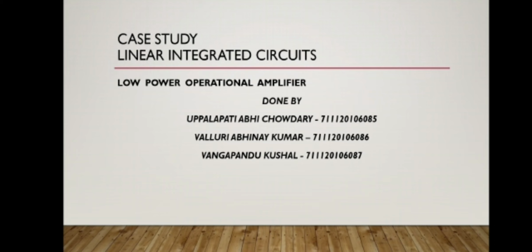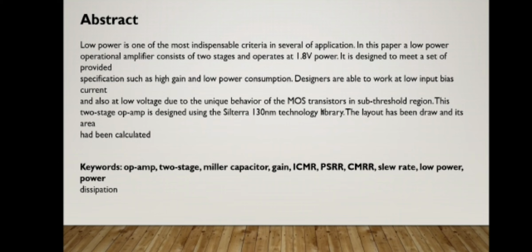It's our case study, and the case study topic is low power operational amplifier. Abstract. Low power is one of the most indispensable criteria in several applications. In this paper, a low power operational amplifier consists of two stages and operates at 1.8 volts power. It is designed to meet a set of provided specifications such as high gain and low power consumption.